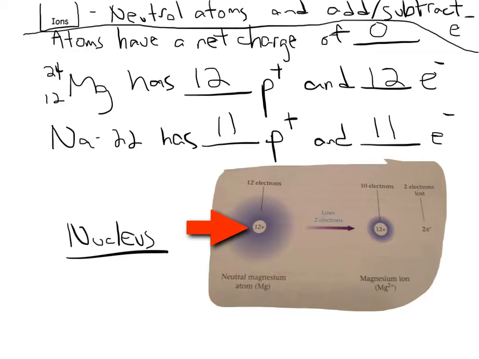Now, why would electrons leave an atom? We'll talk about that in the next video, but it's something they do to combine with another atom. They either have to lose or gain electrons to combine with another atom. But that's for the next video.